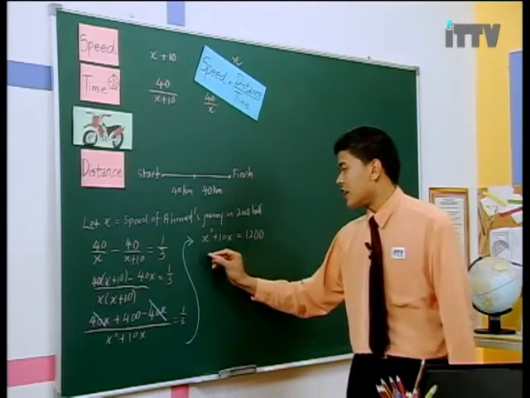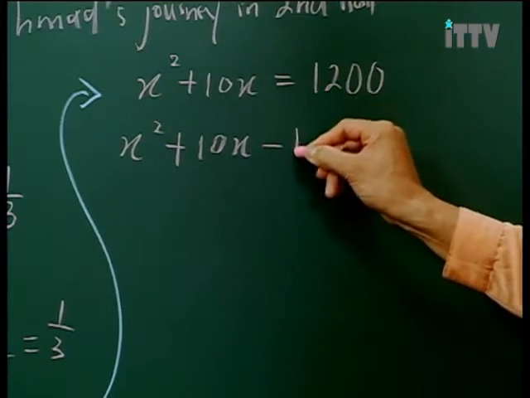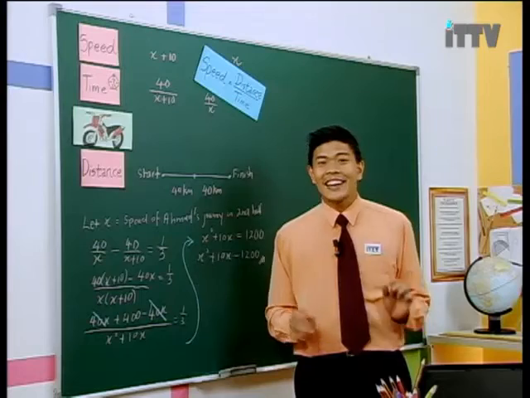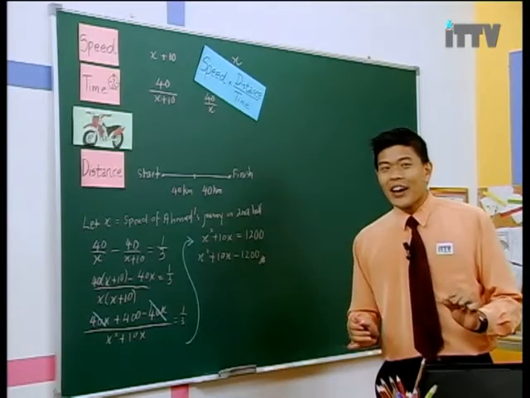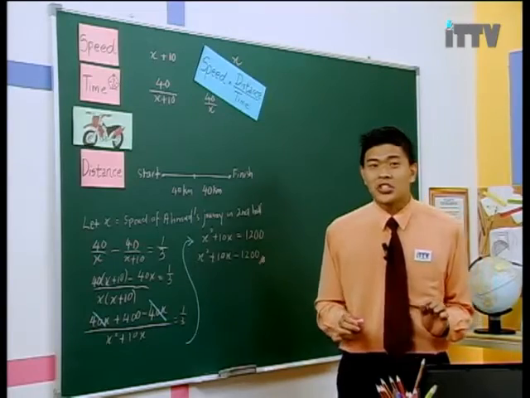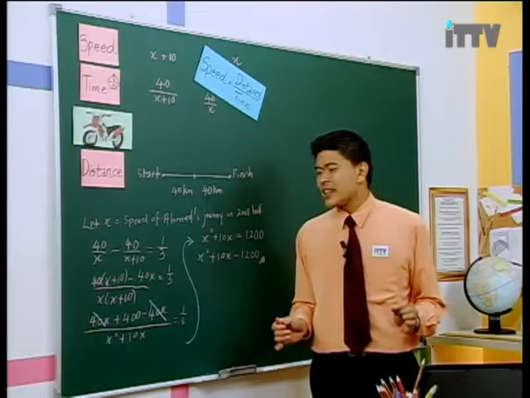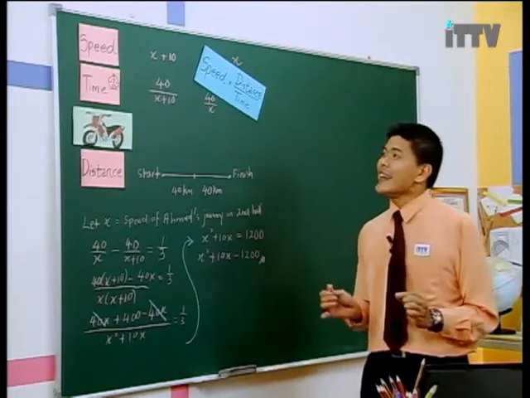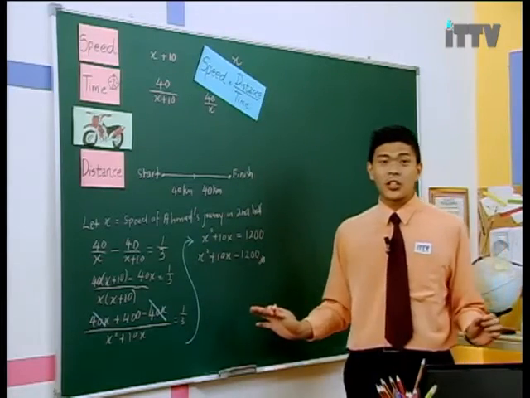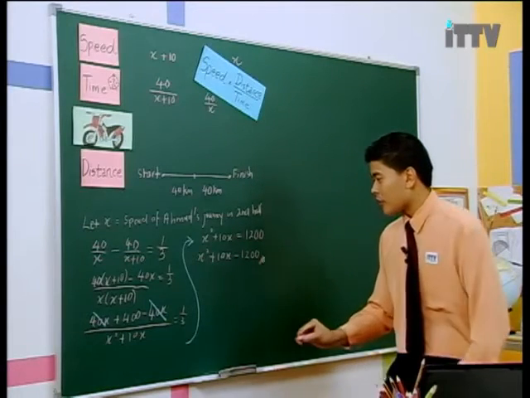Change it to general form. So bring the 1200 over to the left hand side, and we have managed to obtain the quadratic equation. So now this is the quadratic equation that we can form based on this situation. But now let's move on further. Hence, find the time and the speed taken by Ahmad in the first half of the journey. So we have to solve this quadratic equation by using the cross method. Remember the cross method?